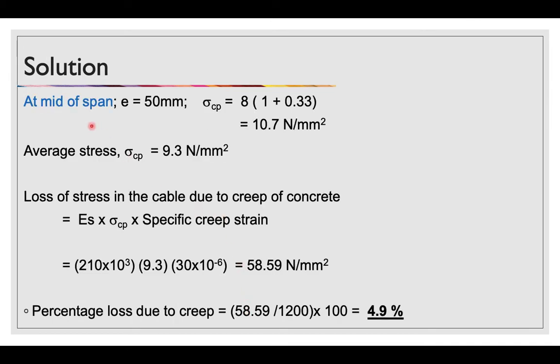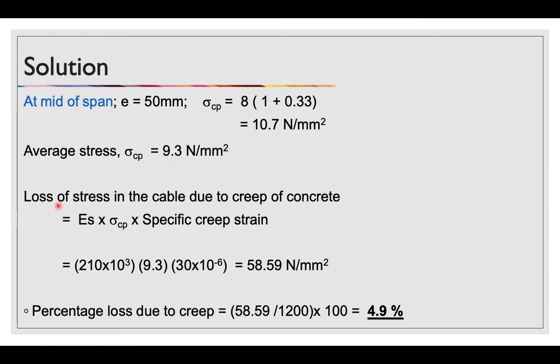Next we move on to a similar calculation, but now we are considering the location at midspan, where we have the eccentricity of 50 mm. Again we calculate sigma cp. Since we already have this e value, we get 10.7 Newton per millimeter square. Based on those two values, we calculate the average stress. The average stress that we have here is 9.3 Newton per millimeter square.